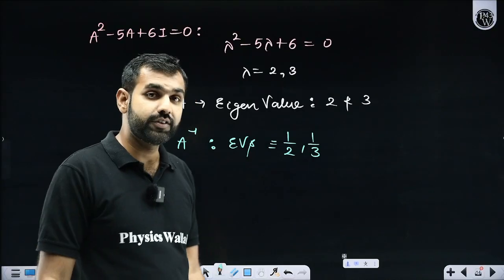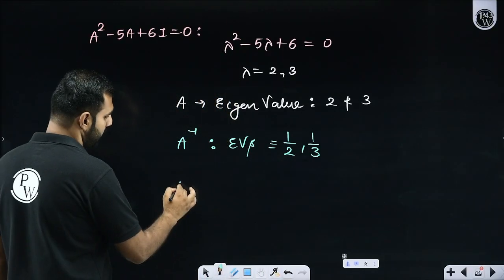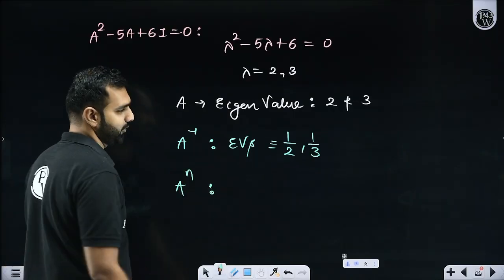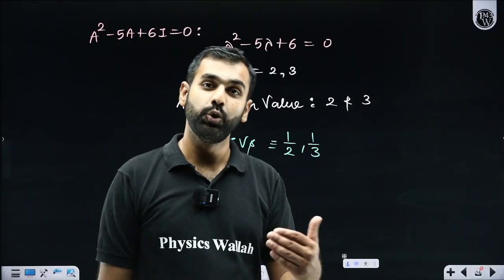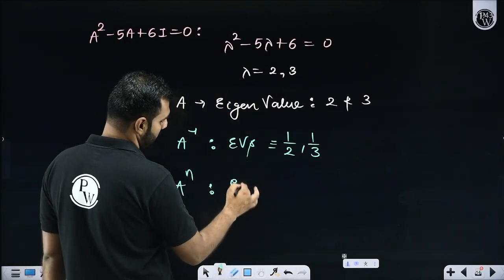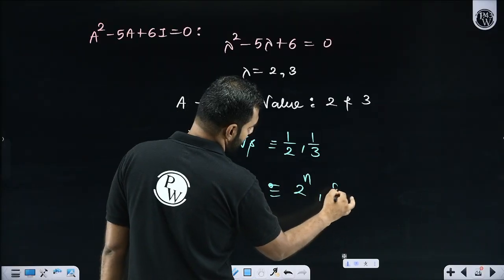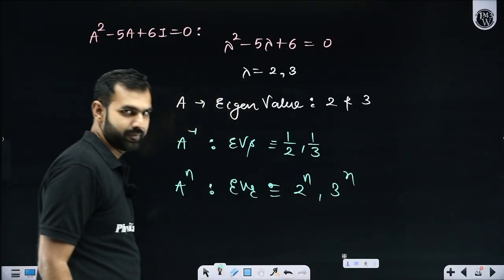Let's say I ask you the eigenvalues of A to the power 1000. It will be 2 to the power 1000 and 3 to the power 1000, which means, I hope you're now understanding the concept of eigenvalues.